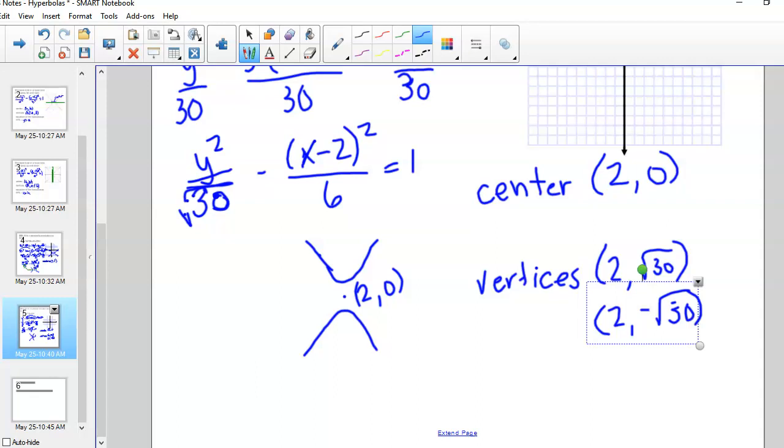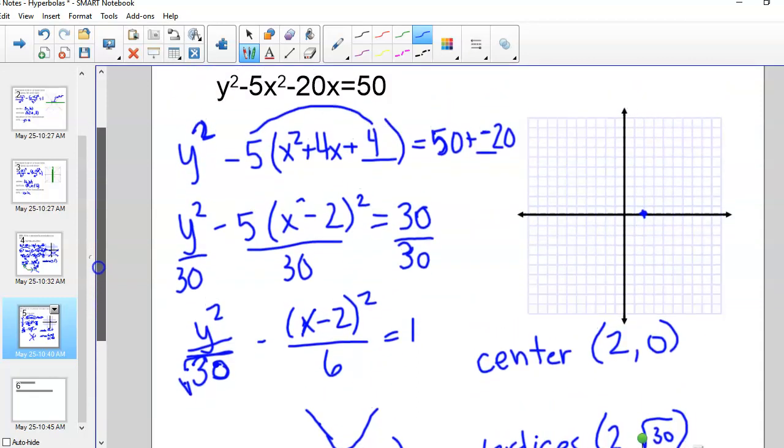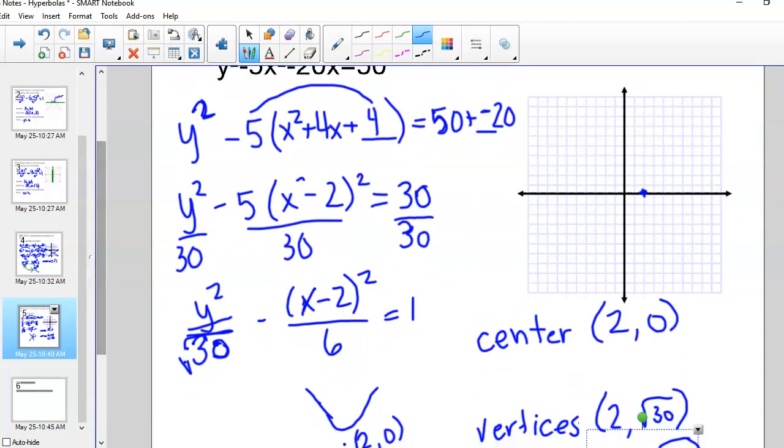Now, if we're going to actually graph this, we're going to need an approximation for that square root of 30. So if you type that into the calculator, the square root of 30 is 5.47, so about 5.5. So if we are estimating here, we need to go up about 5.5. So 1, 2, 3, 4, 5.5, about right here. And we need to go down 5.5, which will get us about right here. And then we're just going to draw in our hyperbola. We don't have to have a real perfect graph for this. We just need something close.